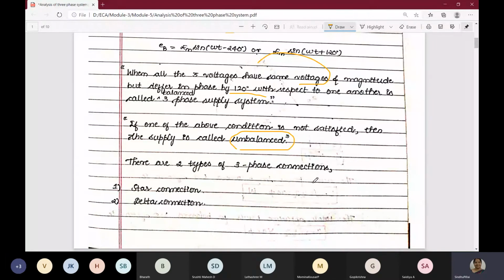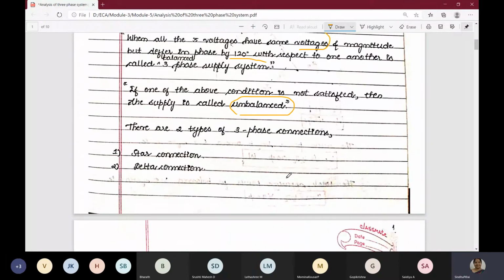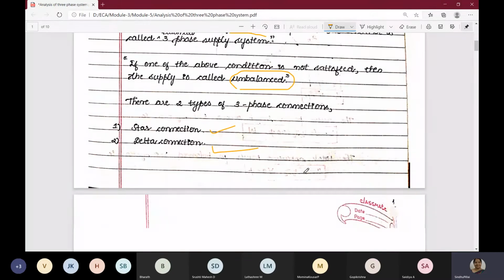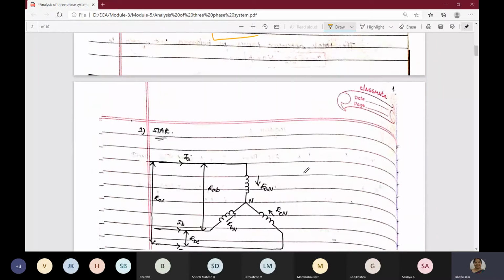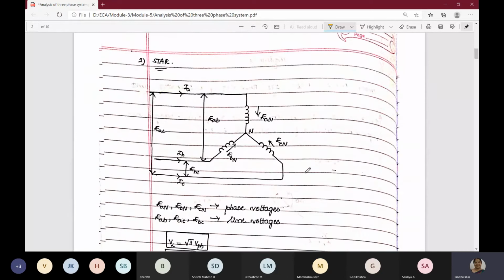Next, there are two types of three-phase connections, star and delta. We had seen in the first module the star connection and delta connection. So here also in three-phase we have two types: one is star connection and the other is the delta connection. We'll go on with one by one now. What we'll see first, what is this star connection?